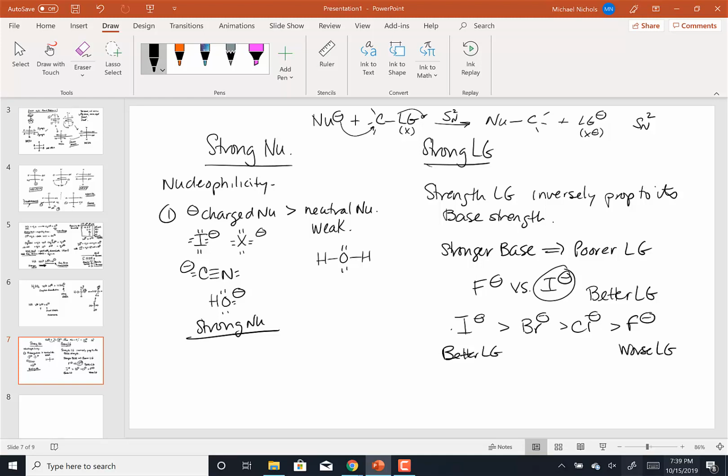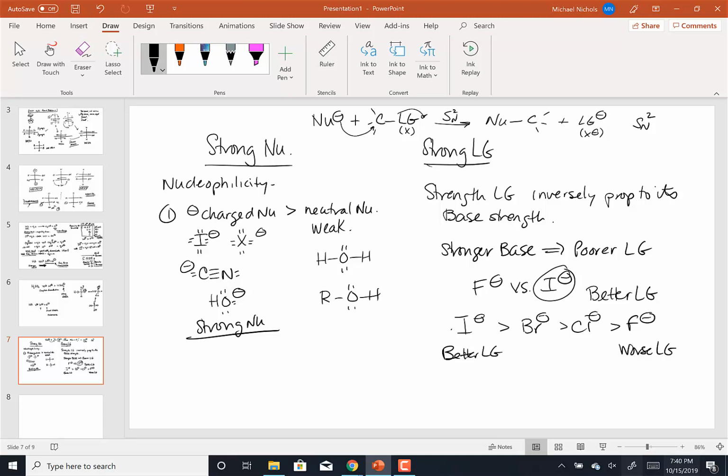Oxygen has lone pairs. It could be a nucleophile, but it's neutral. Change the hydrogen and make it an alcohol. An alcohol can be a nucleophile, but it's going to be weak. Okay. And those are going to be the two we start with.